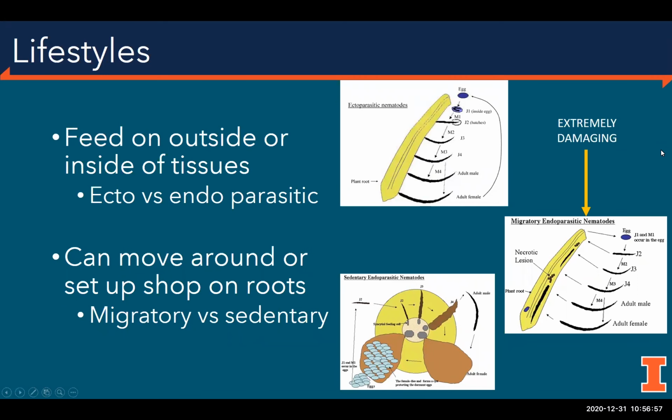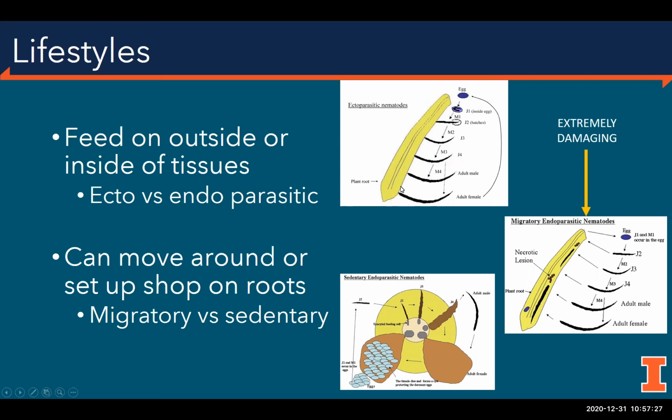Nematodes differ in terms of their lifestyles. So some of them are going to be feeding on the outside of the tissues. That's ectoparasitic versus the inside of tissues. Those are endoparasitic. Those that feed inside the tissues tend to be more damaging because you can think of that nematode moving in that tissue, and then it's going to be causing direct damage to the xylem and phloem and really disrupting the structure and the ability of that root to take up nutrients and water.